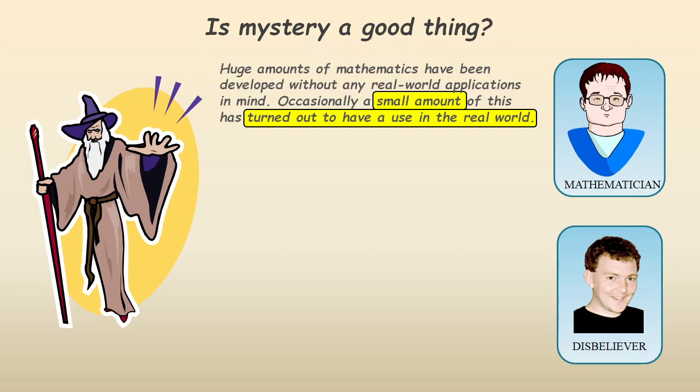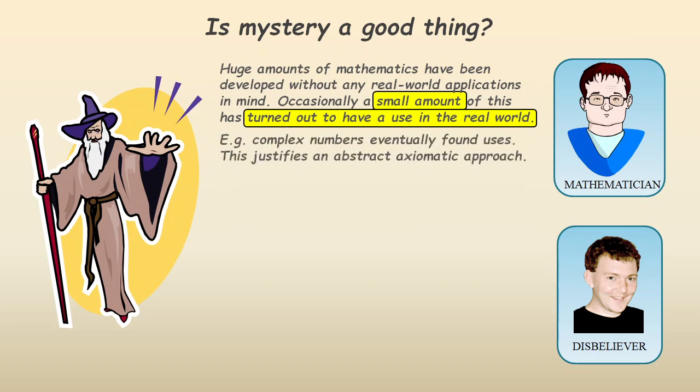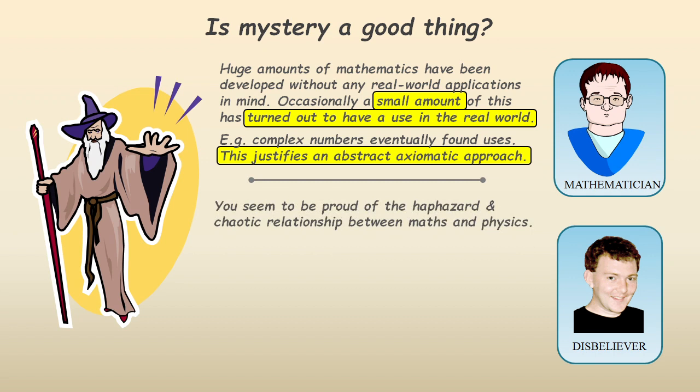They often cite complex numbers as a good example of an abstract mathematical concept that mysteriously turned out to have uses in the real world. And they believe that this mysterious usefulness more than justifies the whole abstract axiomatic approach to mathematics. But some of us find it shocking that anyone would defend such a haphazard and chaotic relationship between mathematics and physical reality.